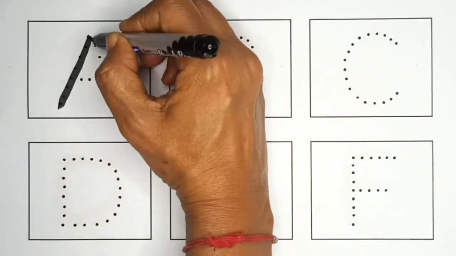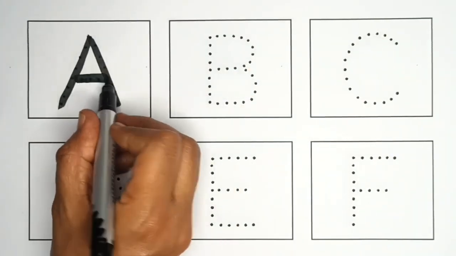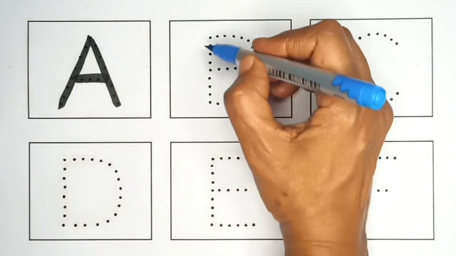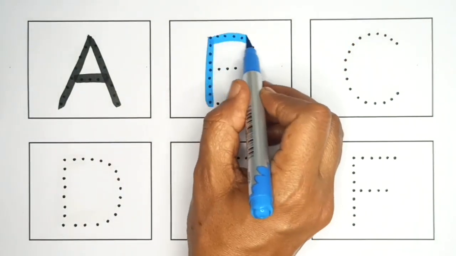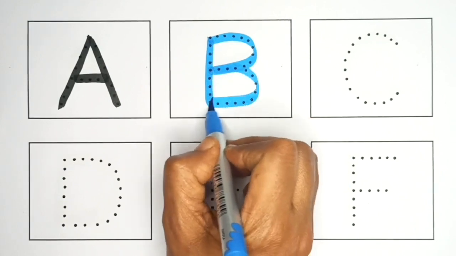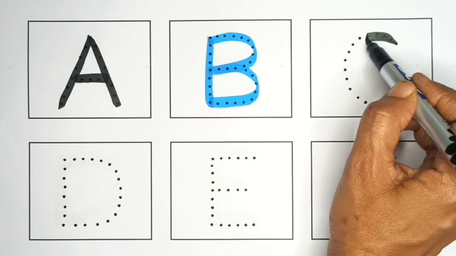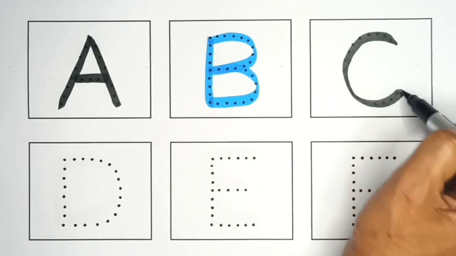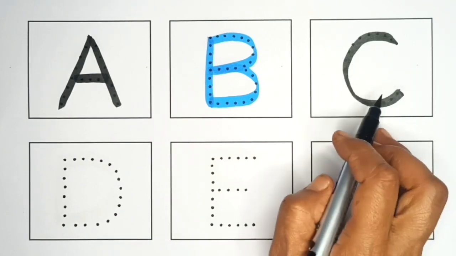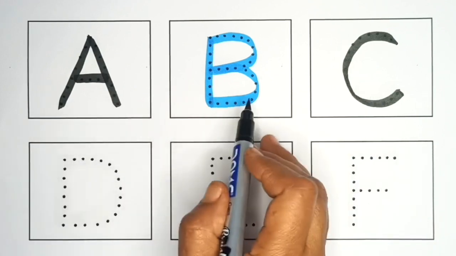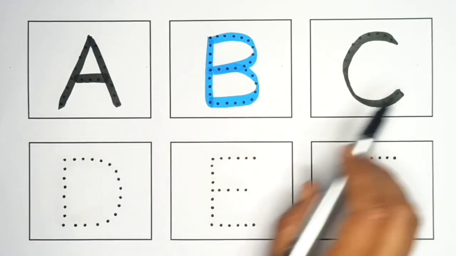A. A for apple. B. B for ball. Blue color. C. C for cat. Black color. A, B, C.